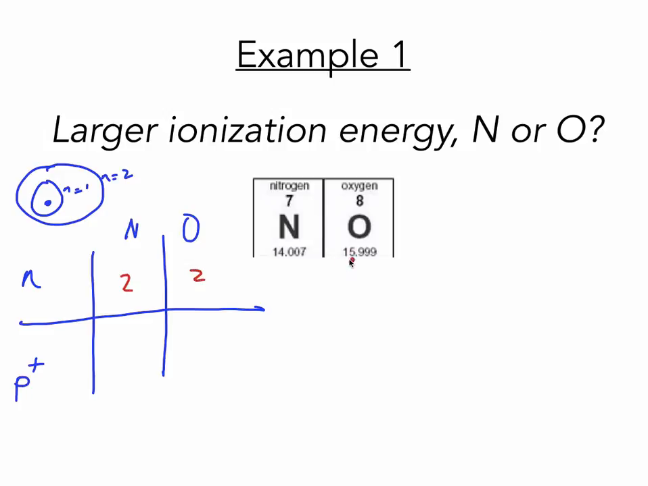But the protons are different, so that's the atomic number. Nitrogen has 7 protons and oxygen has 8. All right, so when we look at this, it makes sense. They have the same value for the energy levels, but oxygen has more protons. Those more protons increase the nuclear pull on those electrons.